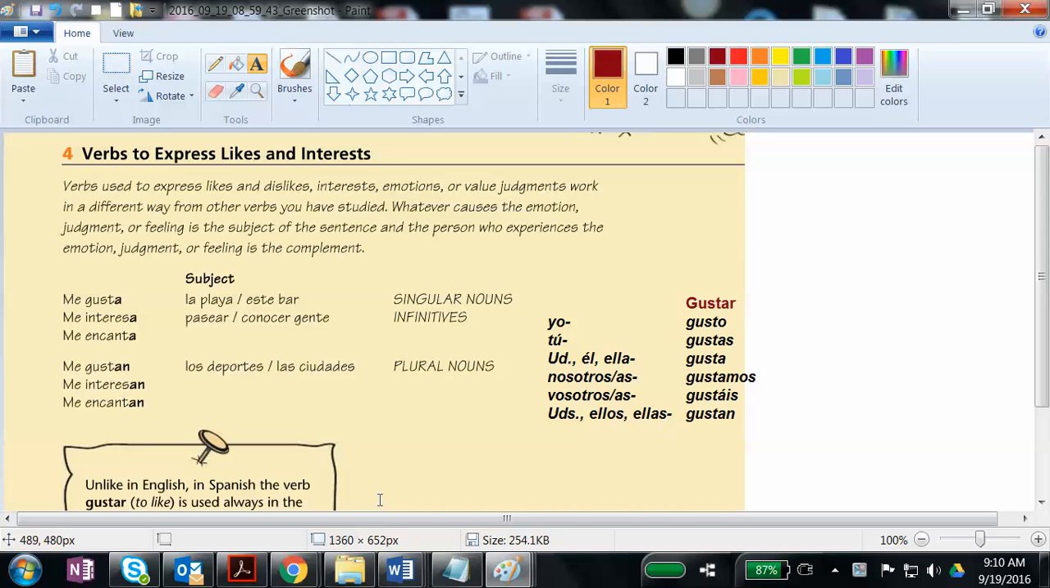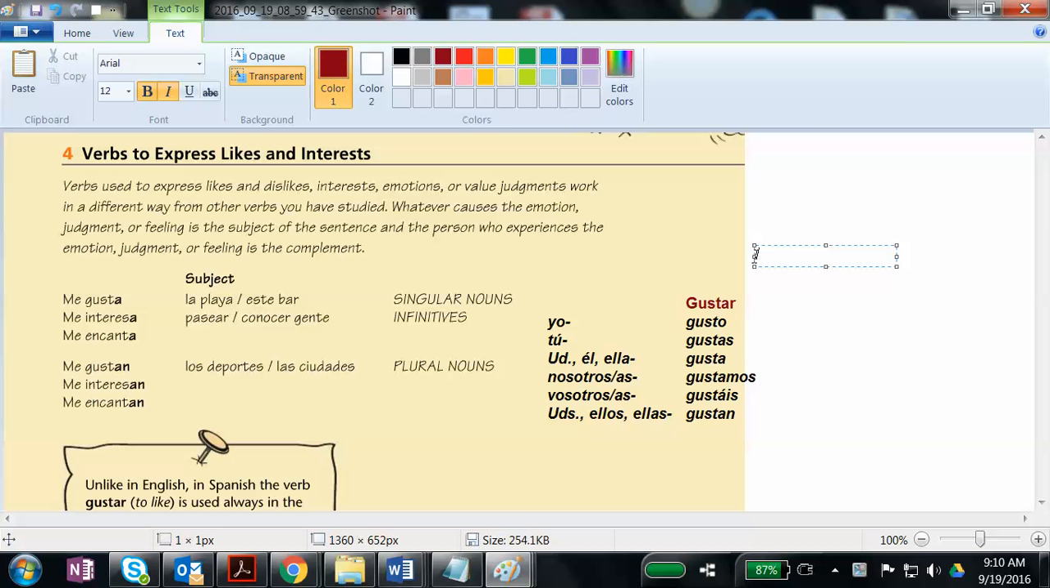Okay, so when expressing likes and interests, you're often going to use the verb gustar and maybe some other words like gustar. This is how you say that you like something, but it doesn't really mean that. Because here I have conjugated out gustar. So if I wanted to say, and I'm going to write in Spanish, I like pizza.